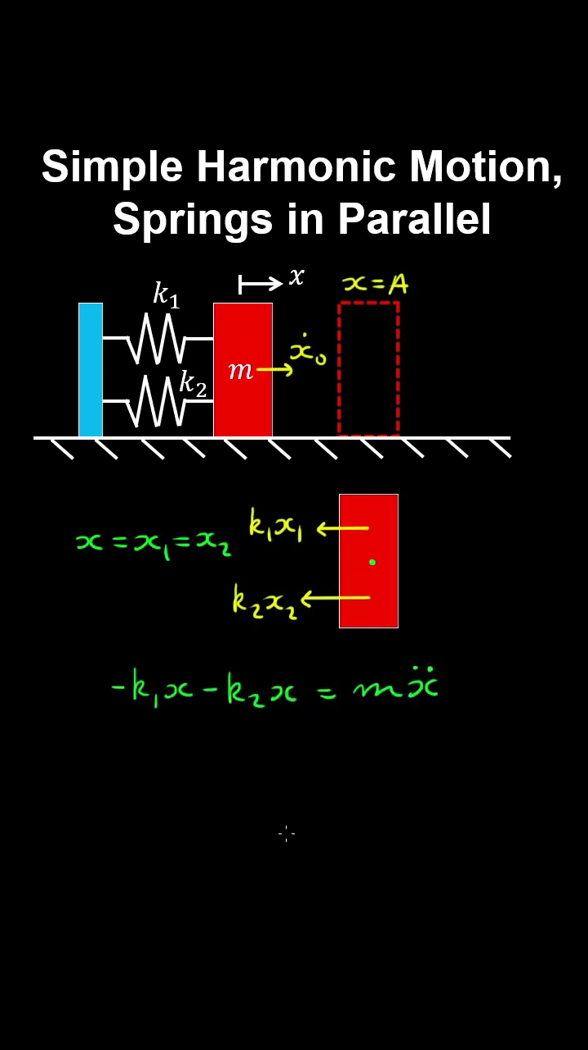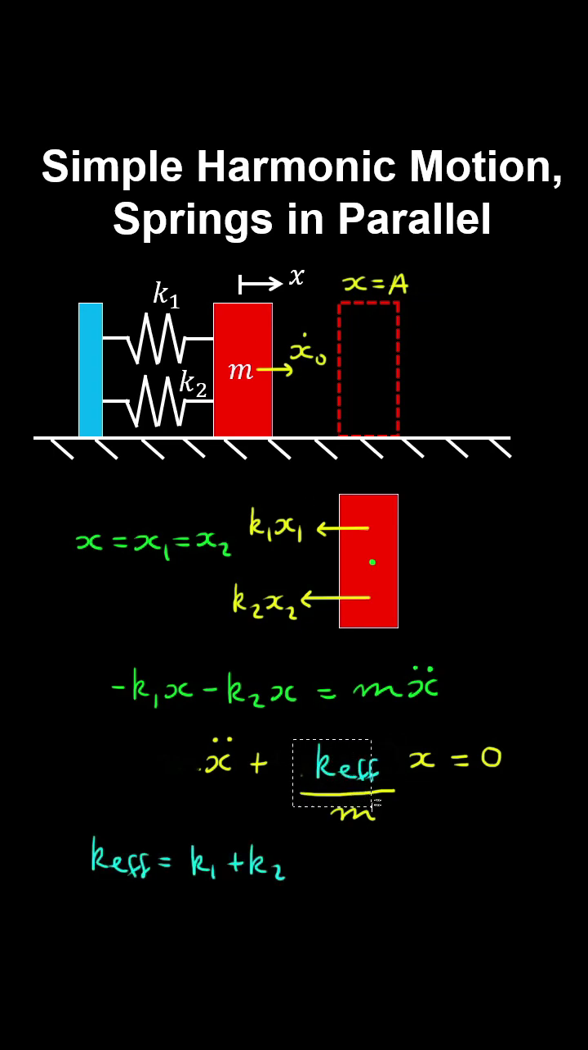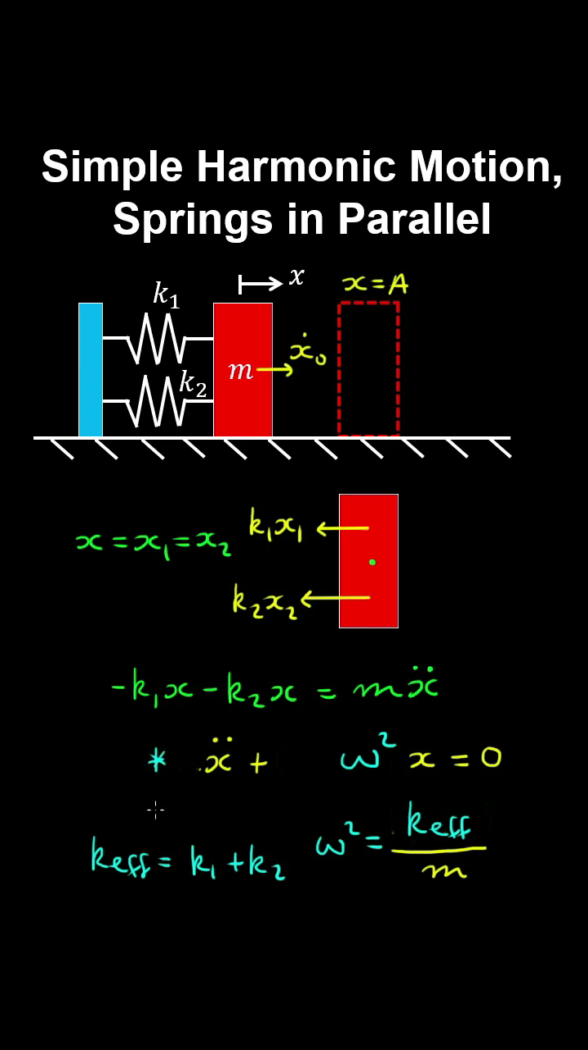According to Newton's second law, we can rewrite the equation as follows, and then divide through by the mass, designating the term in the numerator as the effective stiffness, and designating this term as the square of the frequency of the oscillation. Then we can use the same solution that we derived for a harmonic oscillator with a single spring.